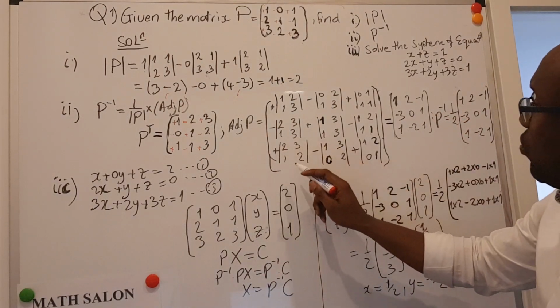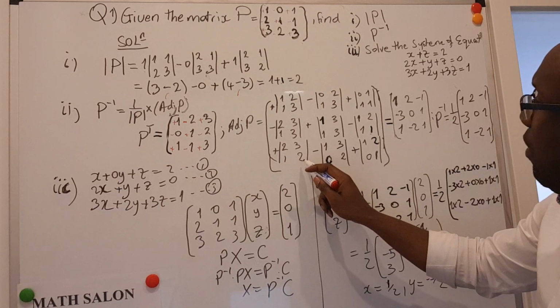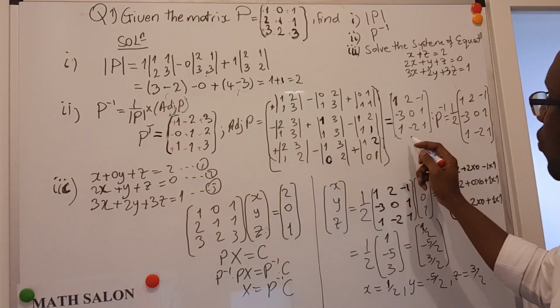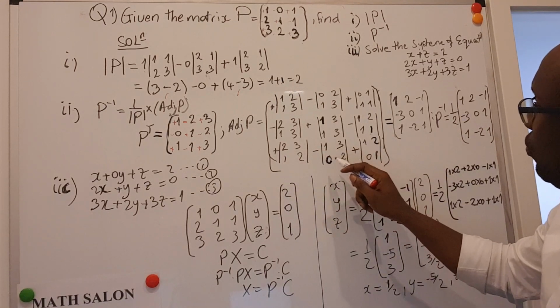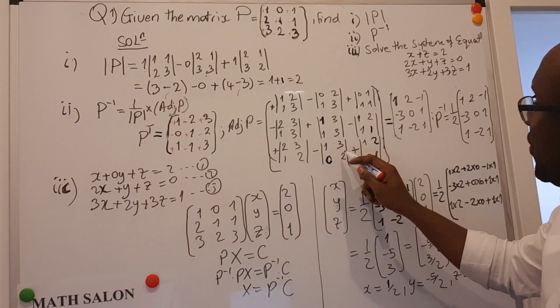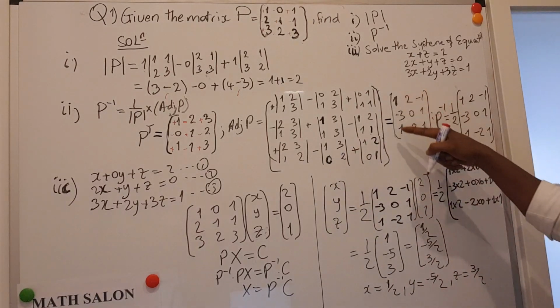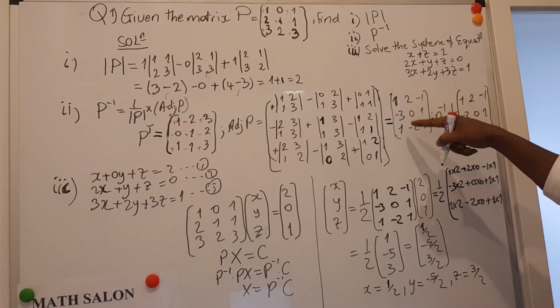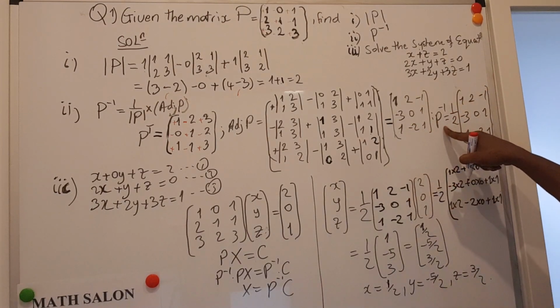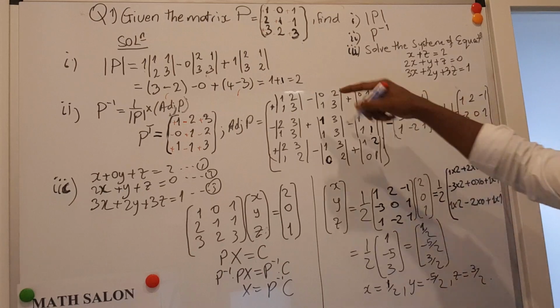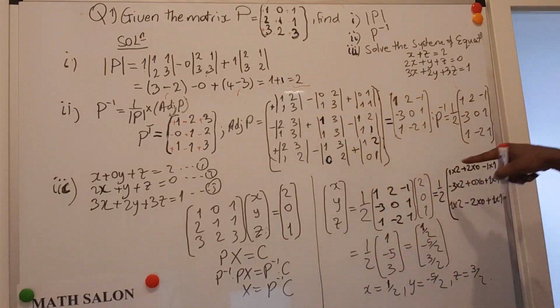And below here as well, so this 2 times 2 is 4. 4 minus 3 is 1. That's the one there. 1 times 2 is 2. 0 times 3 is 0. So 2 minus 0. But with the minus there, it becomes minus 2 and 1. So I have my adjoint of the matrix P. So the inverse is simply 1 divided by the determinant, which we already had here as 2, multiplied by this matrix that we have here.